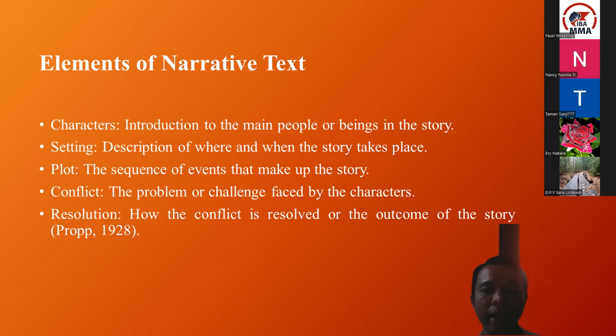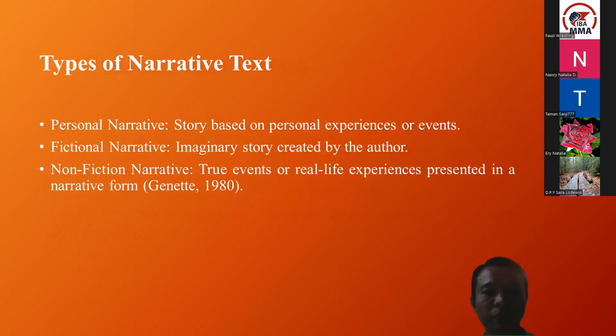Okay, those are the elements of narrative text proposed by Fromm in 1928 in his book. Please keep in mind the elements of the narrative text. The first one is characters, the second one is setting, the third one is plot, the fourth one is conflict, and the last one is the resolution.